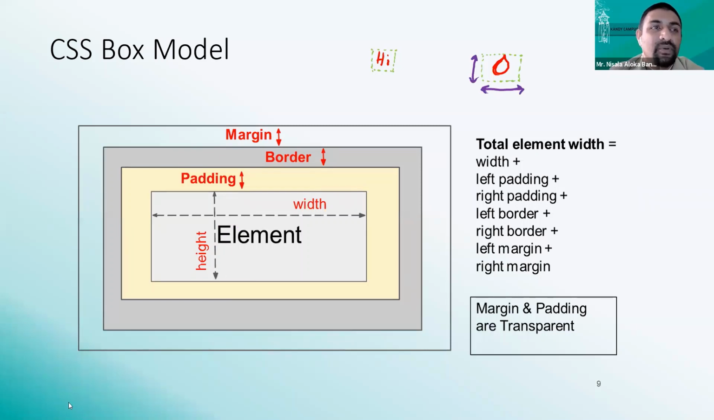So this is the element. So we have the width and the height. It doesn't matter what the shape of the element is that you're going to put onto the web page. The CSS and the browser will interpret that as a box. So this is the CSS box model. And that box has a height and width, right? It has a height and width.